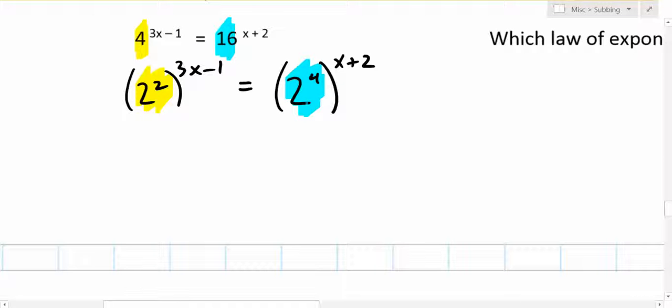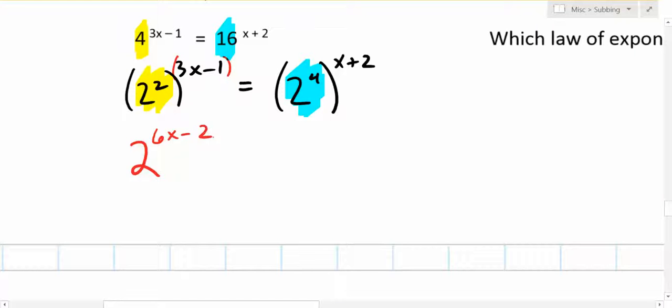Again, what do we do with powers of powers? You multiply. What's the one on the left going to be? It's going to be 2 to the what power? 2 to the 3x minus 2. Careful. You have to multiply the 2 by everything that's up there. So it's going to be 6x minus 2.